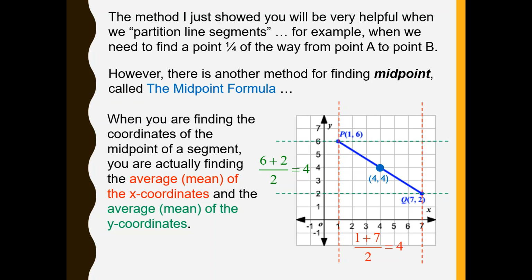In both cases, we got 4. That's exactly the midpoint. That is the midpoint. So instead of moving a certain number of spaces to find the midpoint, this formula actually calculates the midpoint directly. Let's practice.